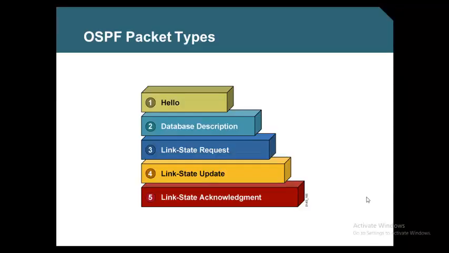See, these are the 5 packet types we have. Hello packet is type 1. Now this is the packet that you will be seeing very often when you debug or when you capture using Wireshark, because every 10 seconds this is going to be sent.